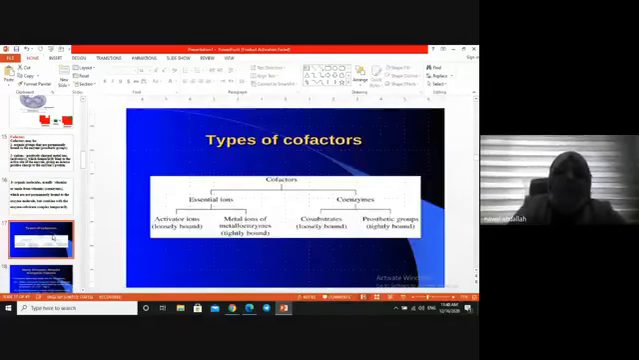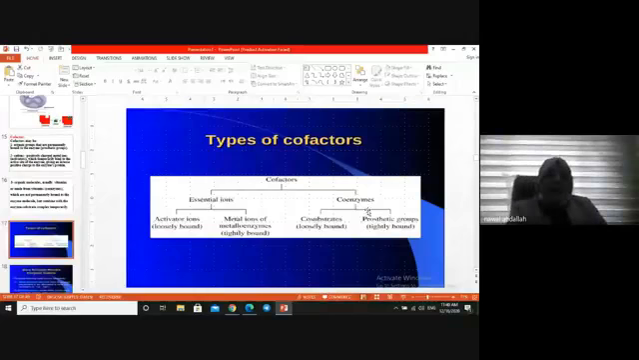Types of cofactors: we have essential ions and coenzymes. Essential ions are divided into activator ions, which are loosely bound, and metal ions or metalloenzymes, which are tightly bound. Coenzymes are divided into prosthetic groups and co-substrates, where co-substrates are loosely bound and prosthetic groups are tightly bound.